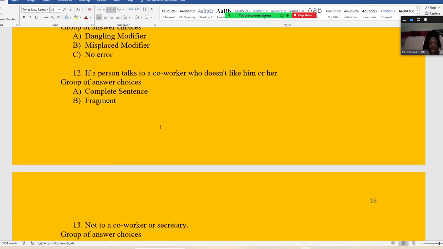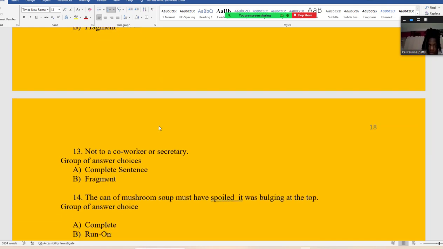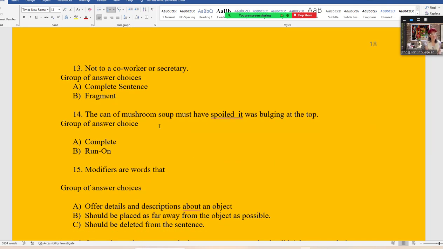If a person talks to a coworker who doesn't like him or her, is that a complete sentence or is that a fragment? Fragment. Not to a coworker or secretary, is that a complete sentence or a fragment? It's a fragment because it's missing a subject and an object.